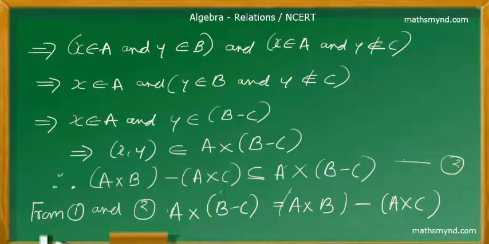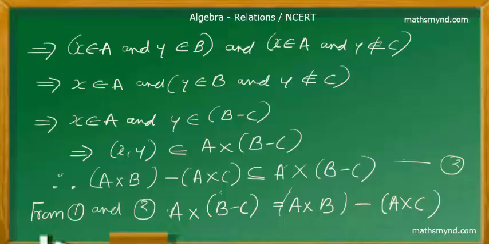That simply means that x is an element of A and y is an element of set B, and x is an element of set A and y is not an element of set C. Which of course leads to the next step, that x is an element of A and y is an element of B, but y is not an element of C, which simply means that x is an element of set A and y is an element of set B minus set C. Which means that the ordered pair (x, y) is an element of the Cartesian product of A and the operation set B minus set C.